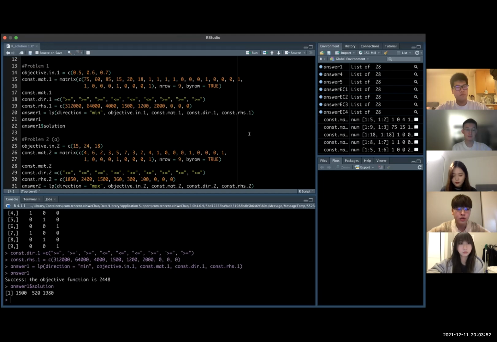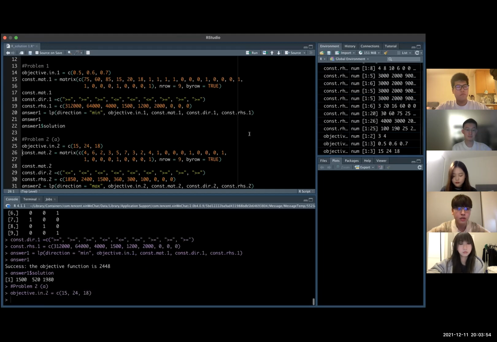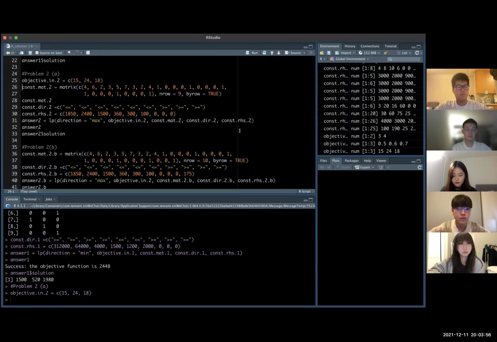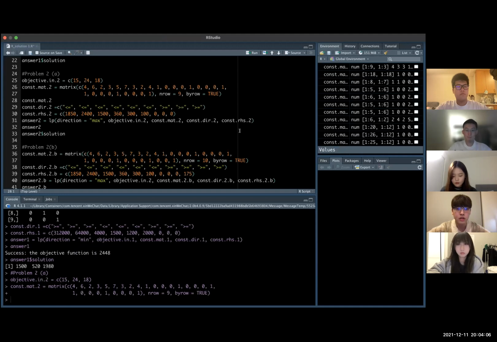Here comes question 2, part a. First, we create objective.in 2 with the profit of 3 kinds of furniture, which are chair, desk, and table. And then we assign const.mat 2 with the matrix of different constraints' left-hand sides, with 3 numbers as a row, respectively representing fabrication of 3 furniture, assembly of 3 furniture, shipping of 3 furniture, chair market, desk market, table market, and 3 furniture among themselves.